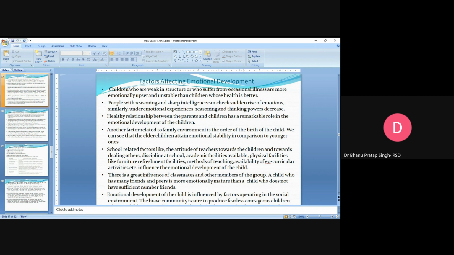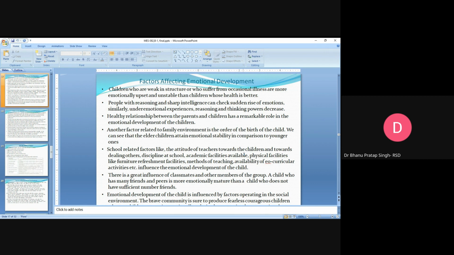School related factors: the attitude of teachers towards the children, towards dealing with others, discipline at school, and academic facilities. What academic facilities are available? Physical facilities like furniture, refreshment activities, method of teaching, availability of co-curricular activities, means inclusion of play and physical activities, influence the emotional development of the child. So this is one of the most important factors. Means school is also important to make a good emotional development among the children.